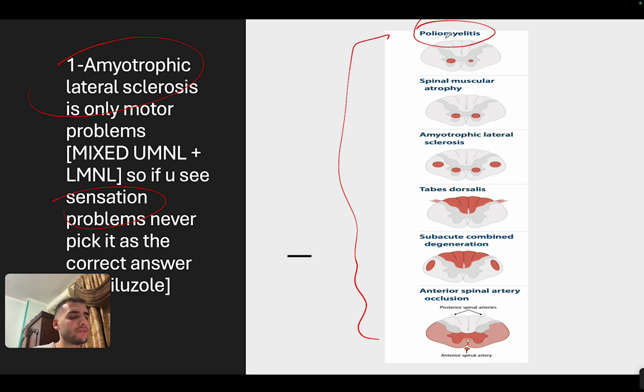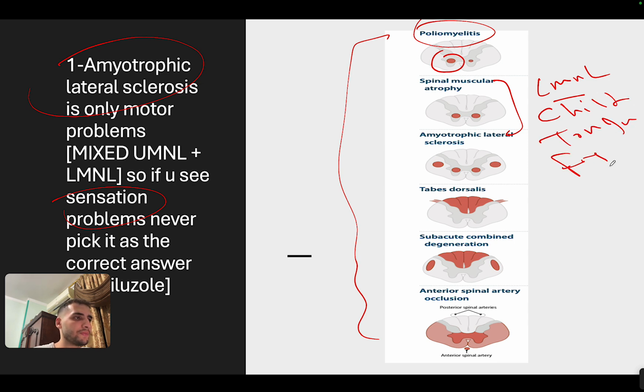Poliomyelitis will cause ascending paralysis that looks like Guillain-Barré, but it would be asymmetrical, meaning one leg more than the other. Spinal muscular atrophy will usually present with a lower motor neuron lesion also, and it will present in a child with tongue fasciculations. Then we have amyotrophic lateral sclerosis. It would be an upper motor neuron lesion because it affects the corticospinal tract, then a lower motor neuron lesion because it affects the anterior horn.